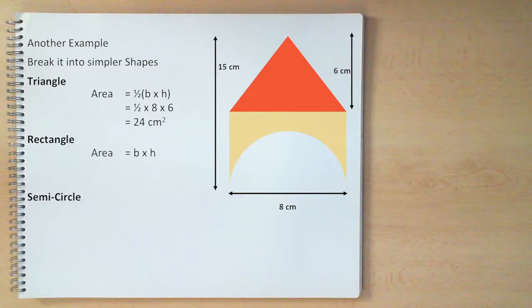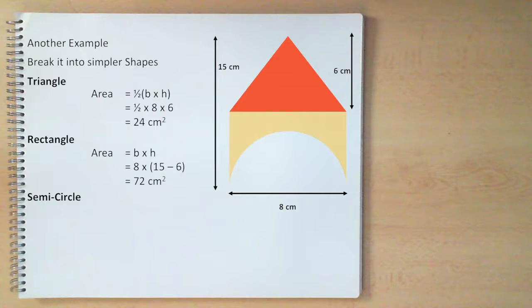The rectangle is the simplest of the three areas. It's base times height. The slight difficulty here is that we are not given a value for the height, but we do know the value of the height of the whole shape is 15, and that the triangle takes up 6 of that. So the height of the rectangle is 15 minus 6, which is 9. So the area is 8 times 9, which is 72.